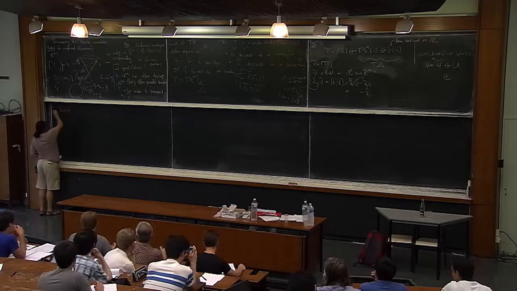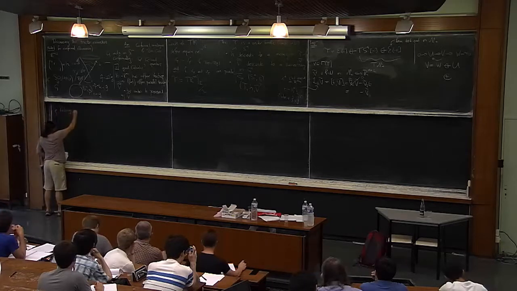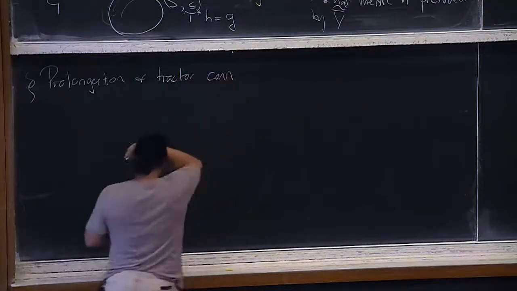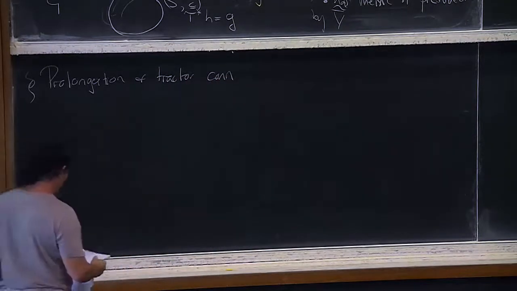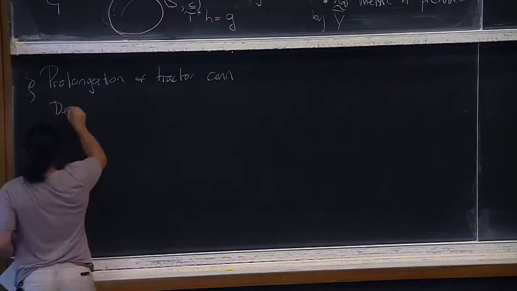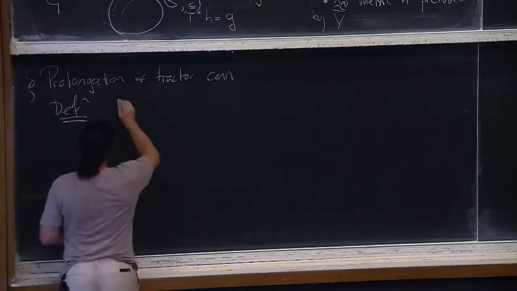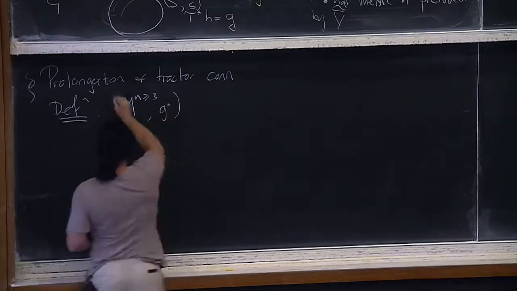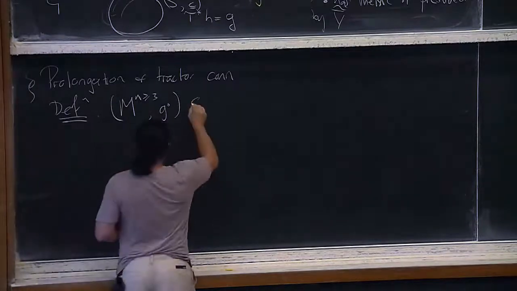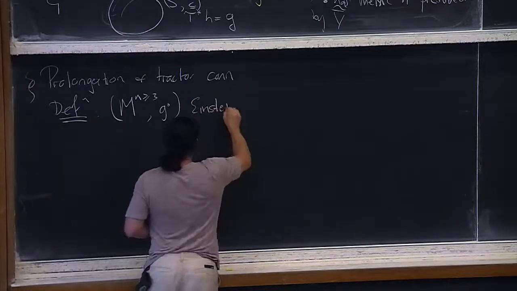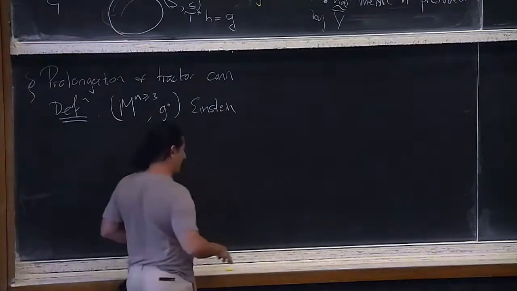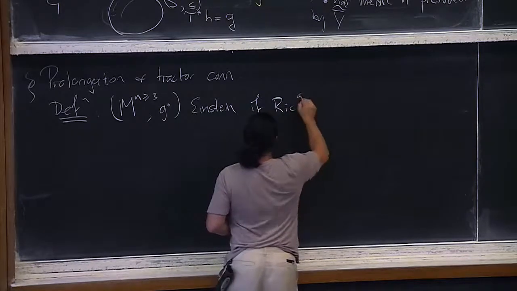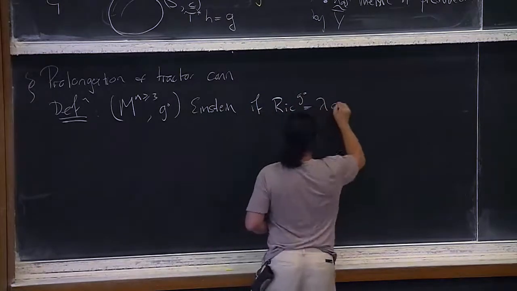So this is prolongation and the tractor connection. Okay, so just inspired by that, we'll sort of start again. Here's a definition. We'll say that a manifold of dimension at least 3 is Einstein, with that little g sub naught indicating a special metric, the Einstein one, if its Ricci tensor is just proportional to the metric itself.